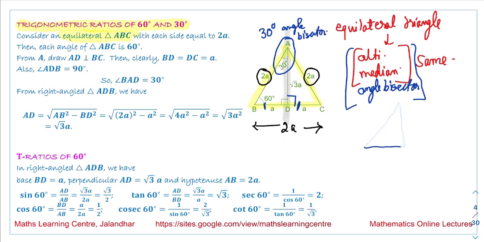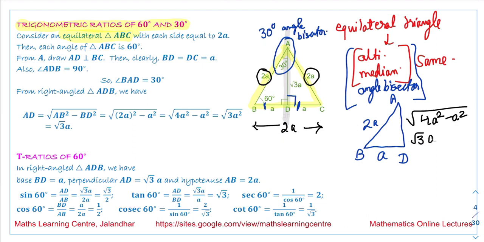Now if you look at this triangle BDA, in this we have one side a and the hypotenuse 2a. So the measure of AD will be square root of 4a square minus a square, and this value comes out to be root 3 a. The angle at B is 60 degrees, and the angle at A is 30 degrees. Now we have to write the values of the trigonometric ratios.